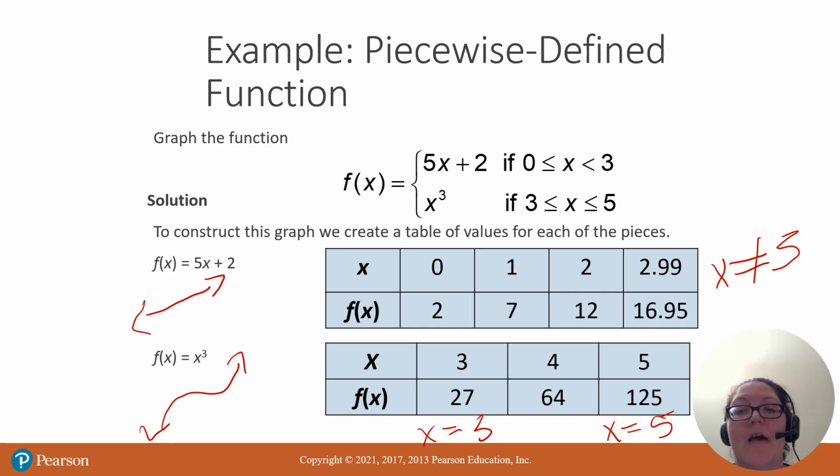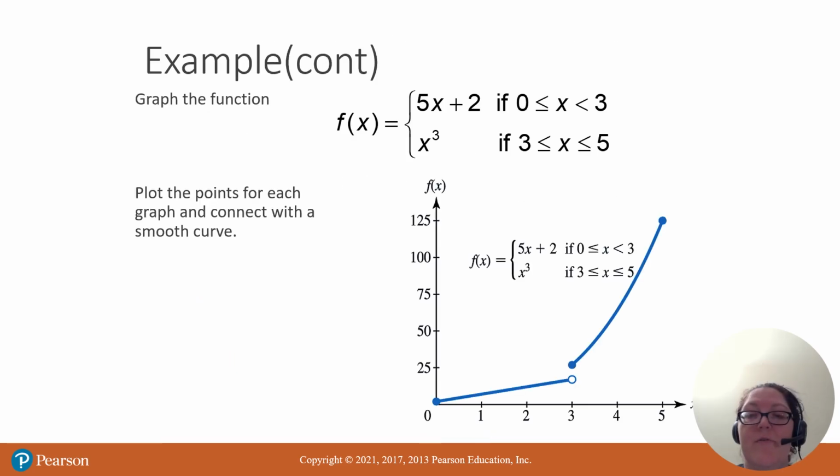And when I plug in 5 cubed, I'm going to get 125. Now we're going to put those two different pieces together. And so when I put the two different pieces of the graph together, we're going to have that straight line part of the graph there. And that's that first part.